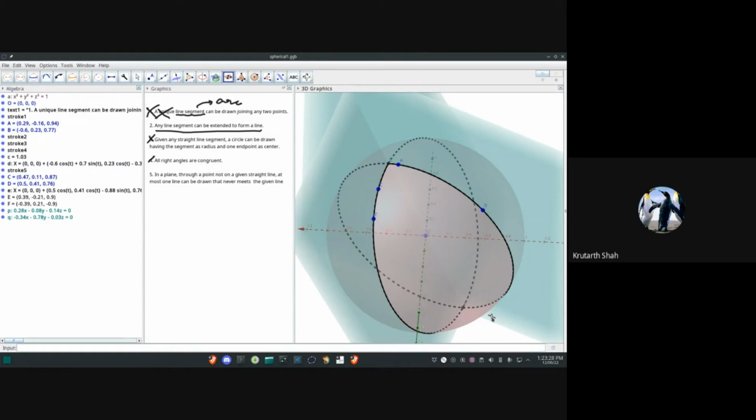Is this clear? Yeah. Right. So basically, using planes instead of circles is generally useful for proving these types of statements. Okay.